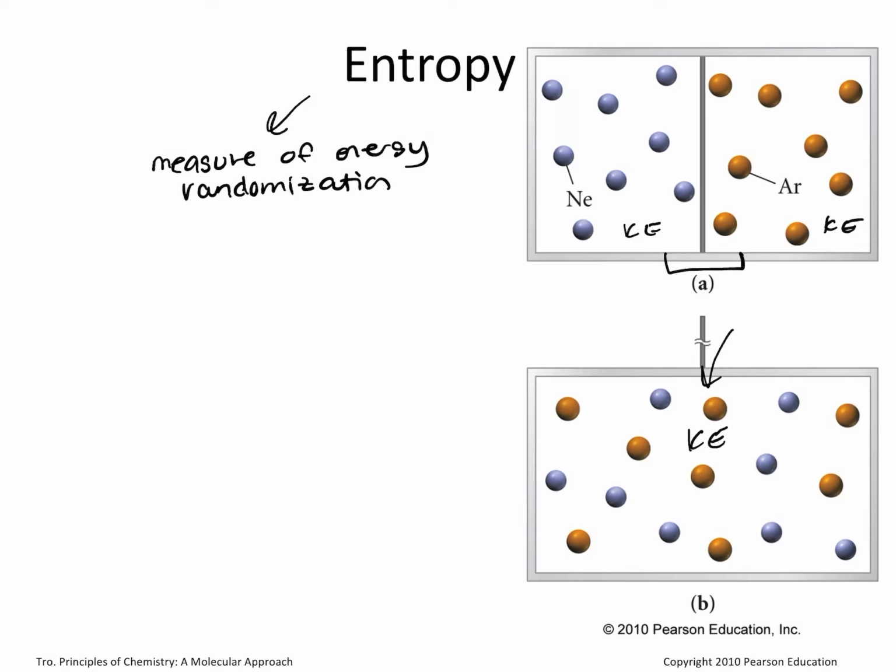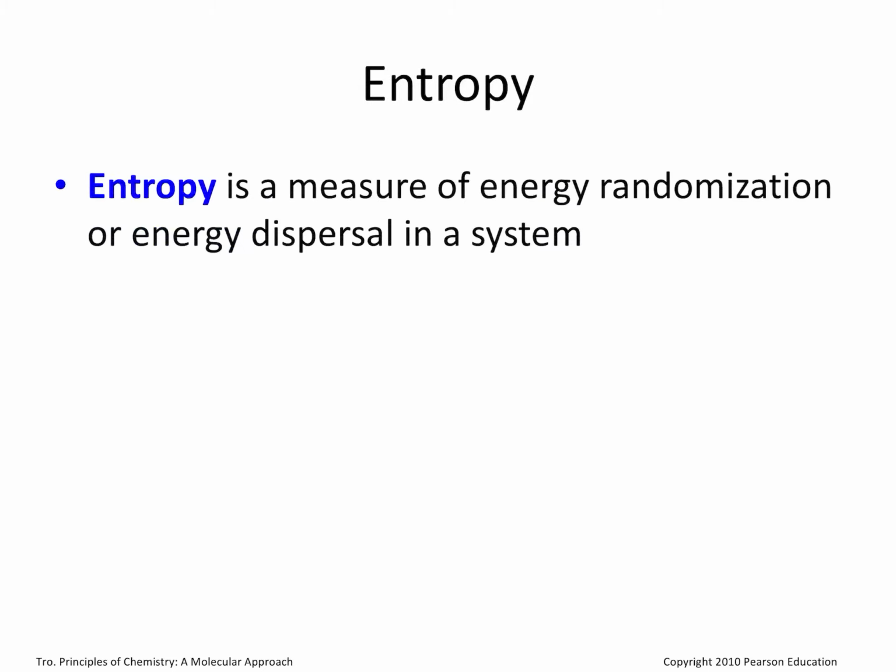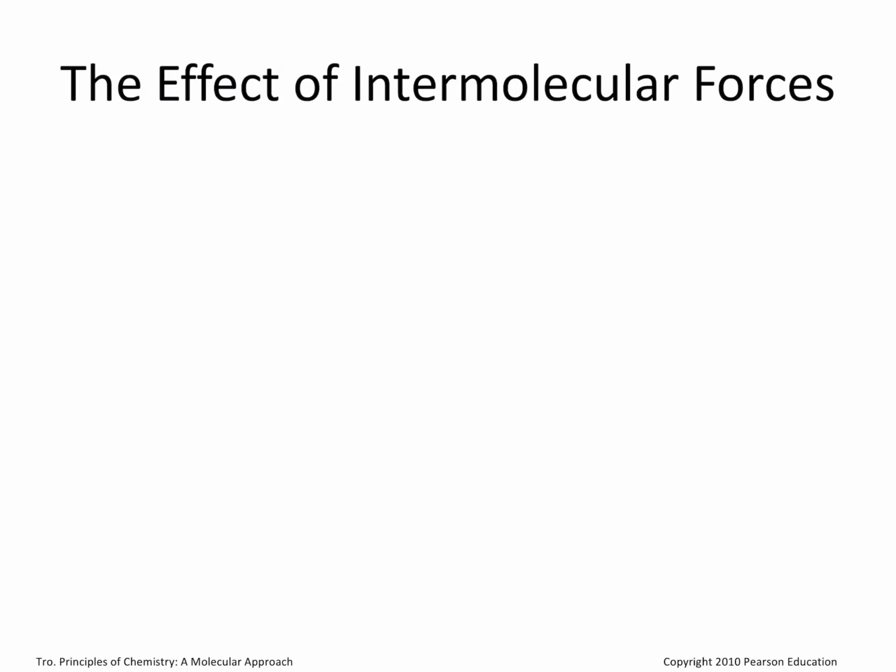Now, going from a solid to a liquid to a gas, we know that the particles of our gas are all over the place. So the entropy increases from a solid to a liquid to a gas, because of the dispersal of the particles.